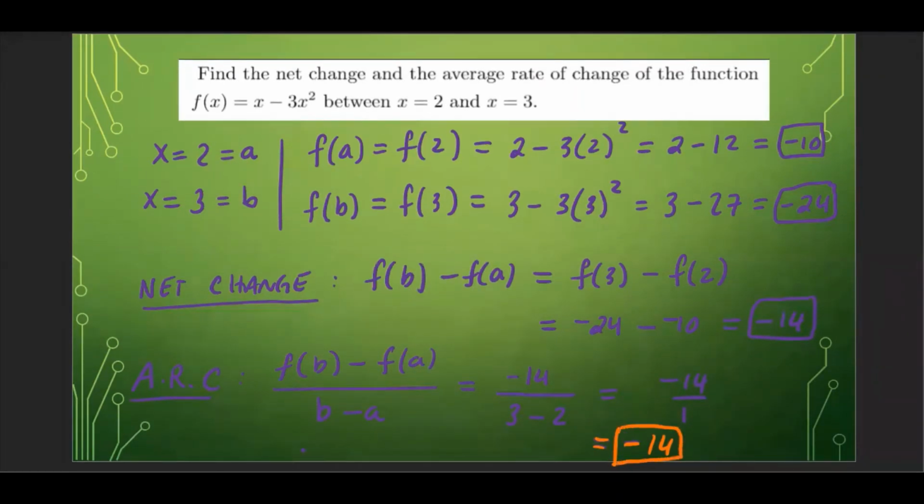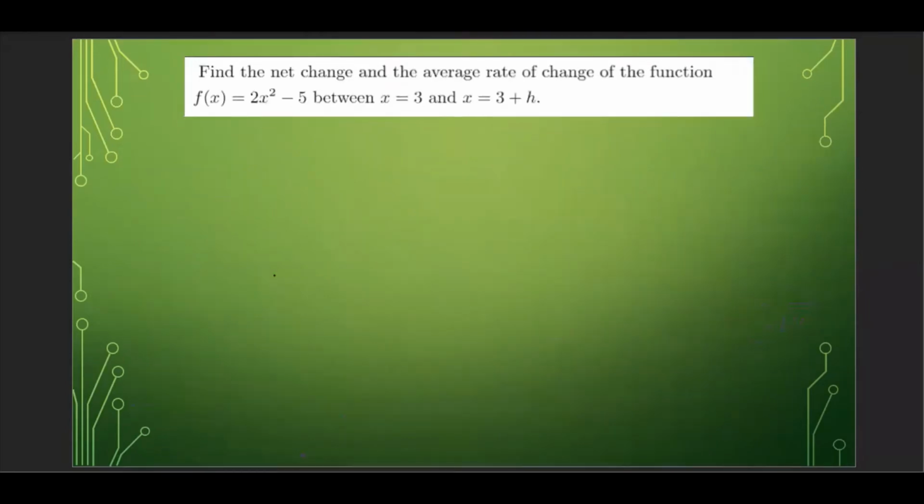So there we have our average rate of change, which happens to be negative 14 in this case. Now let's take a look at another example. We want to again find the net change and the average rate of change. So the first x value, always that's going to be a. Second x value is going to be b.